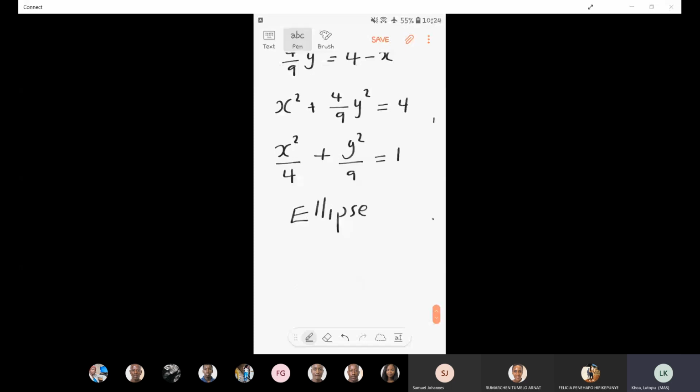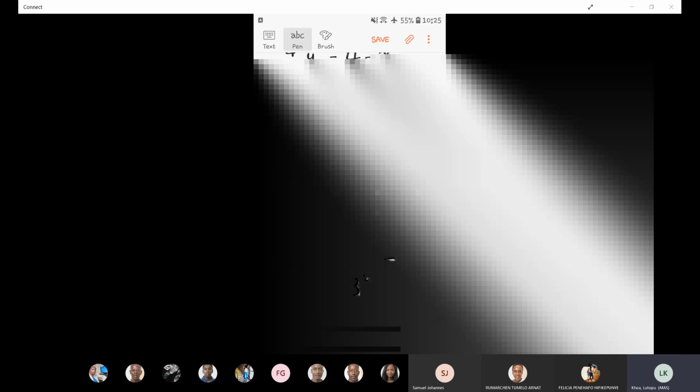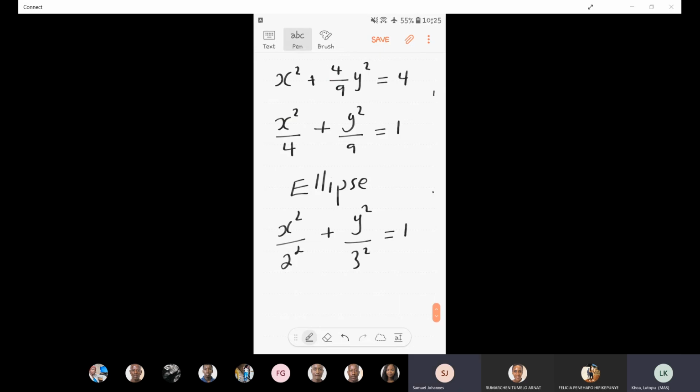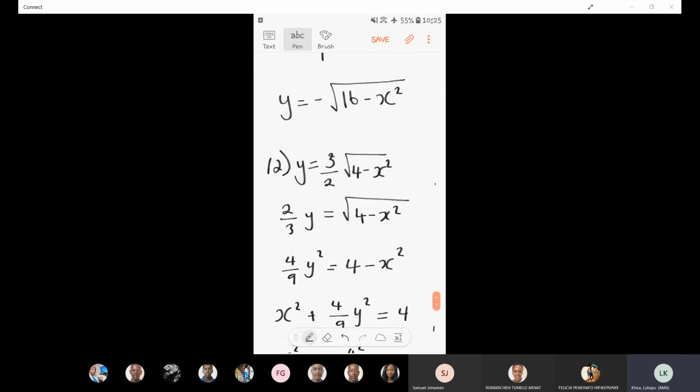Okay, because I can rewrite it. It's x squared over 2 squared plus y squared over 3 squared. This is equal to 1. But then I go back to my equation where I wanted the positive square root.